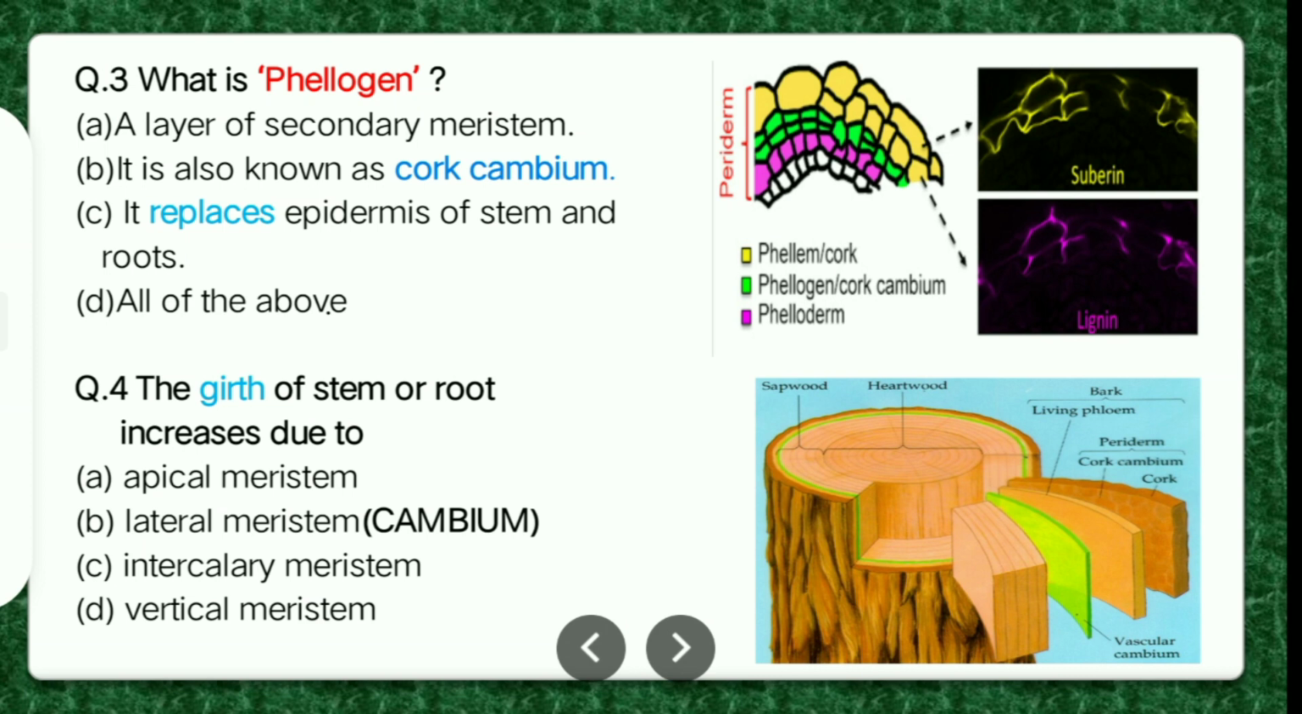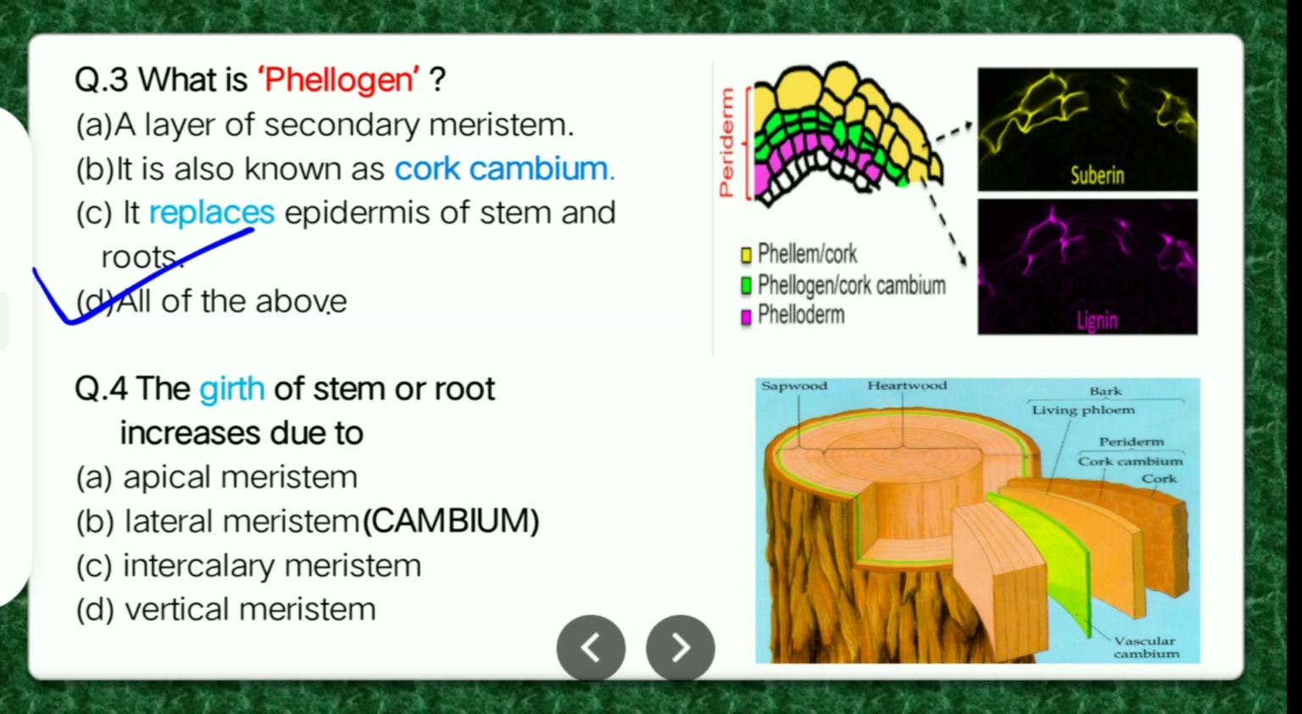Okay, there are 4 options. Option A is a layer of secondary meristem. Option B, it is also known as cork cambium. Option C, it replaces the epidermis of stems and root. And option D, all of the above. So the correct option of this question is option D.